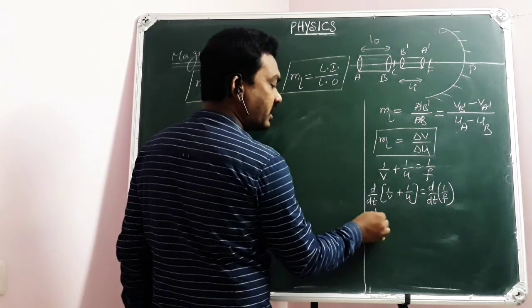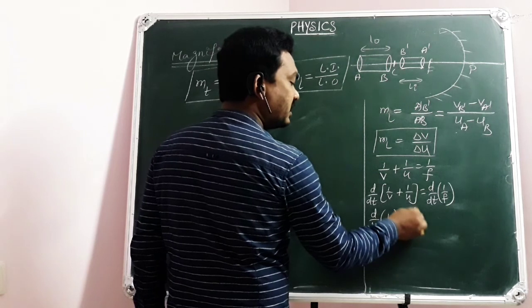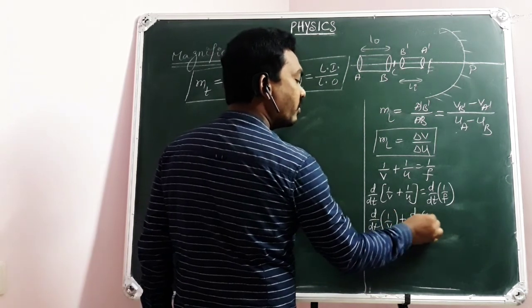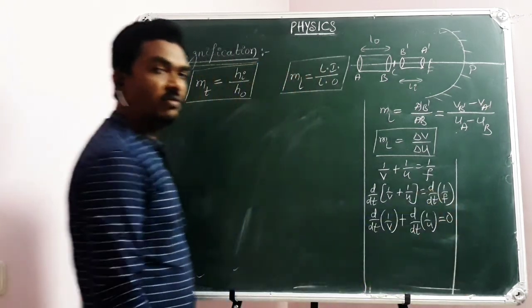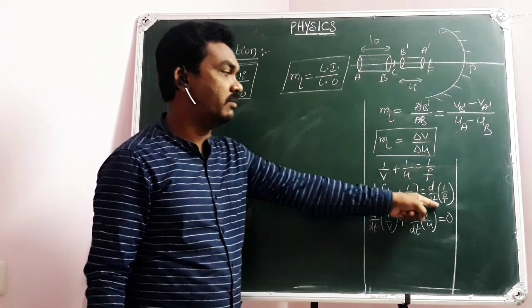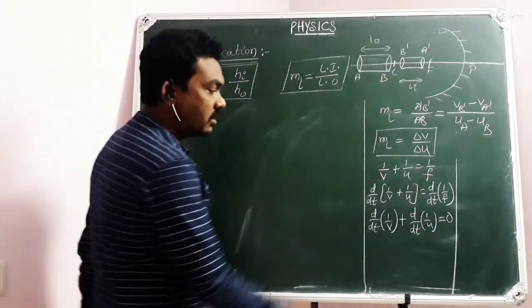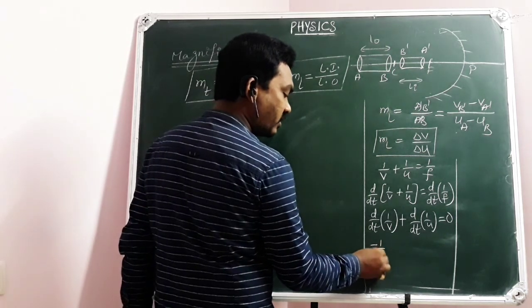Now this can be written as d/dt of 1/v plus d/dt of 1/u equal to 0, because the focal length is constant. Derivative of any constant is 0. Focal length of a spherical mirror is constant with respect to time, so it is 0. Now here, 1/x has derivative minus 1/x square.